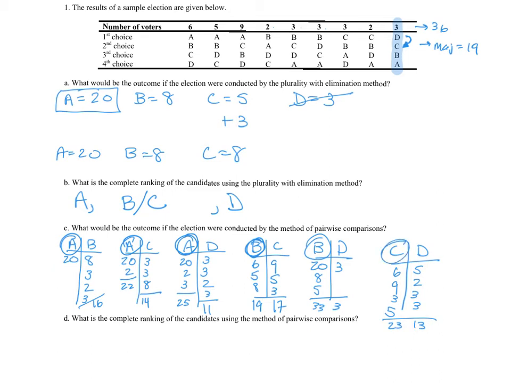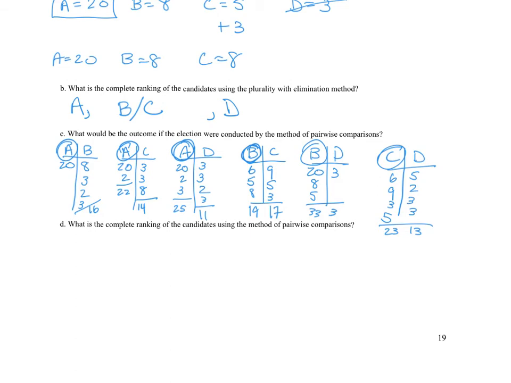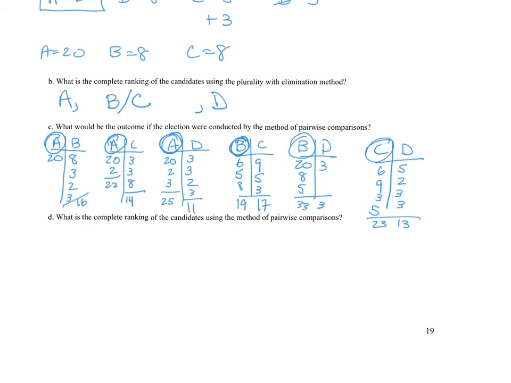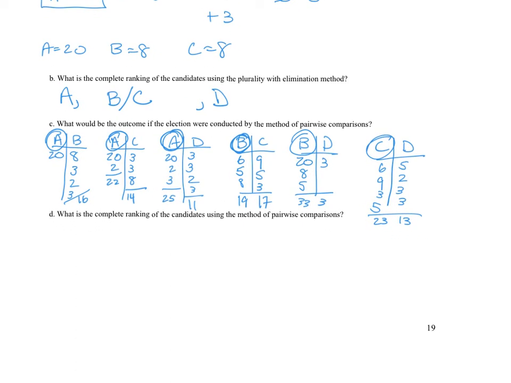So now we have to tally up how many matchups each candidate won. A wins 3 matchups. B wins 2 matchups. And C won 1 matchup. D won none of their matchups.